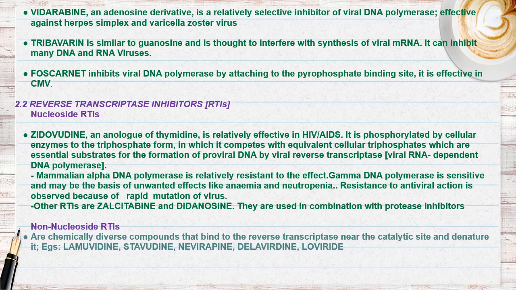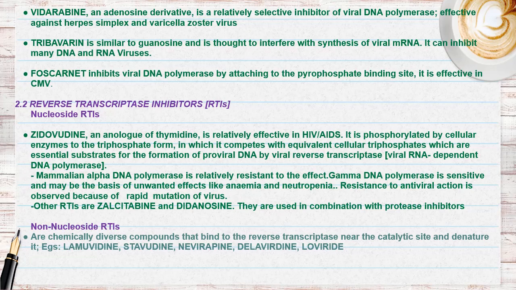Other drugs coming under DNA polymerase inhibitors include vidarabine. Vidarabine is an adenosine derivative and is a relatively selective inhibitor for viral DNA polymerase. It is effective against herpes simplex and varicella zoster virus. The next drug is tribavirin. It is a guanosine derivative and is thought to interfere with the synthesis of viral mRNA, and therefore it can inhibit many DNA as well as RNA viruses.